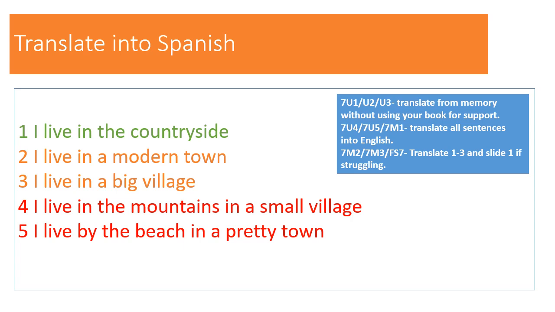So again, think about, where does an adjective go in Spanish? Well, adjectives in Spanish go after whatever you are describing, so after your noun. So, for example, in that sentence, think in your head, right, it wouldn't be I live in a big village, it would be I live in a village big. So your adjective goes after.